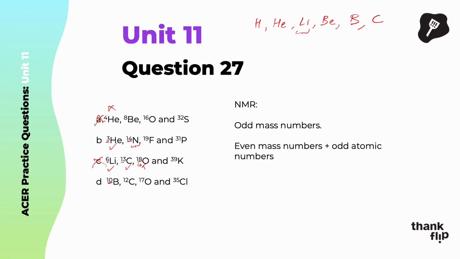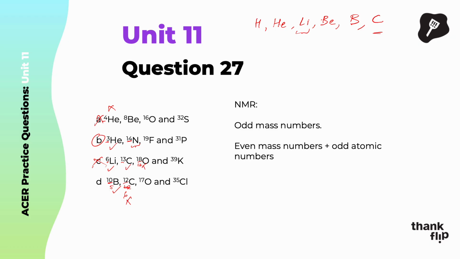10, this is even. So does it have an odd atomic number? 1, 2, 3, 4, 5. It does. So this does show NMR. We have even, and then carbon is 6, as shown here. So this is even and even, which means that it doesn't show NMR. And so this is the correct option here.